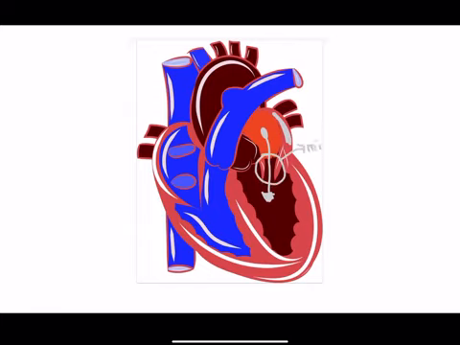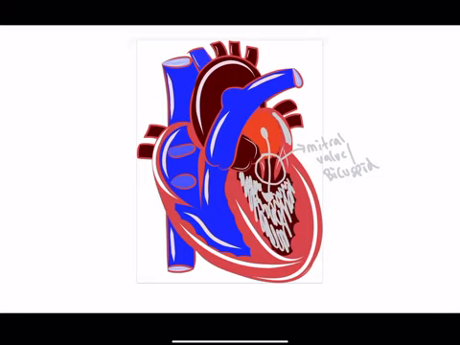So remember, this is called the mitral valve, and it's also called the bicuspid valve. All right, so now the oxygenated blood is in the left ventricle, okay? And we're going to label steps here, and then we're going to write it down in another page, okay? So we're going to label this as step 1.